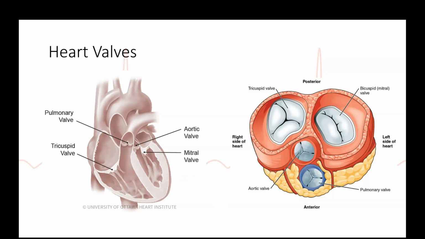Our pulmonic valve controls blood moving from the right ventricle to our pulmonary artery. So right here, pulmonary valve, right ventricle into our pulmonary artery.